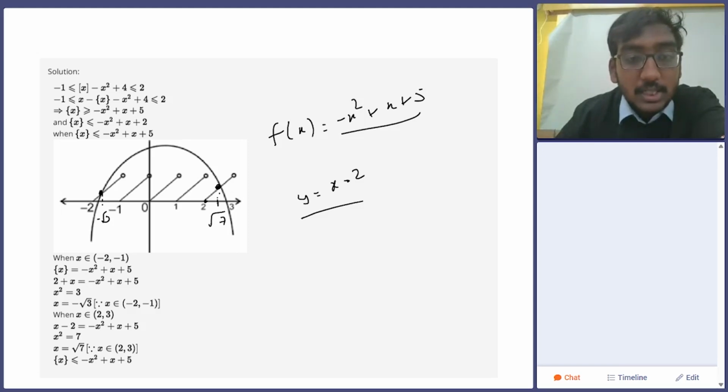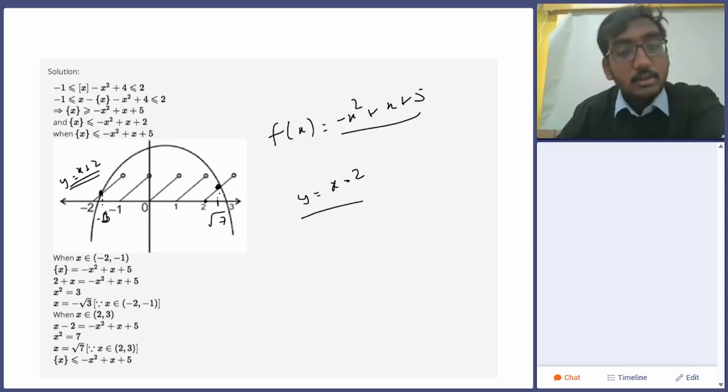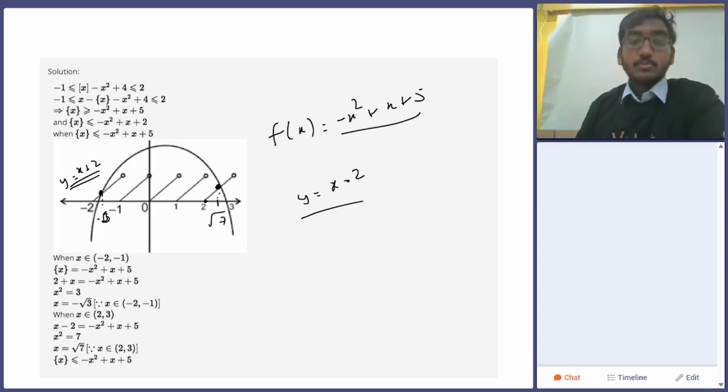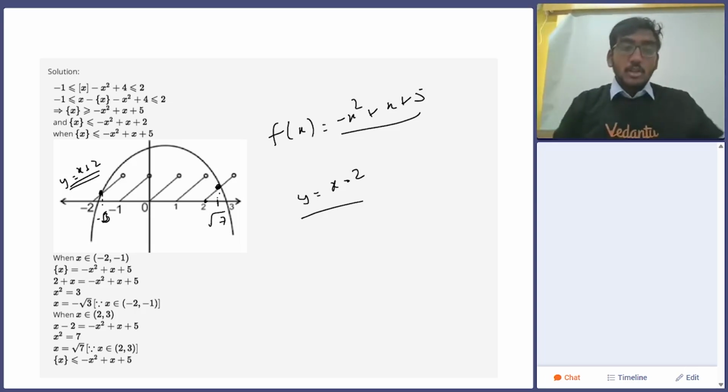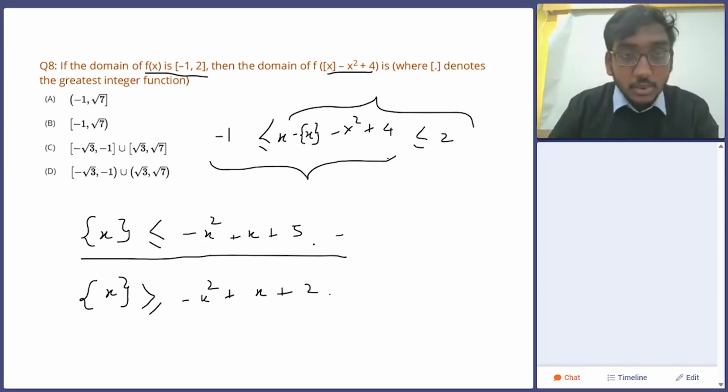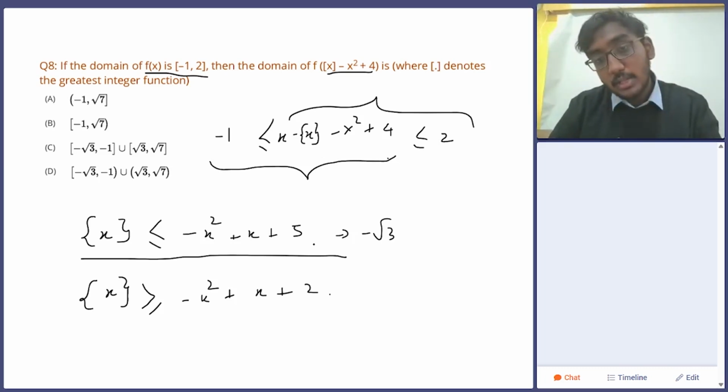Why? Because the equation of this line is what? It passes through minus 2, 0, right? The equation will be y is equal to x plus 2, right? Then only y value will be 0 at minus 2. So minus root 3 to root 7 is the value for which this inequality is true, right? Minus root 3, root 7, okay?